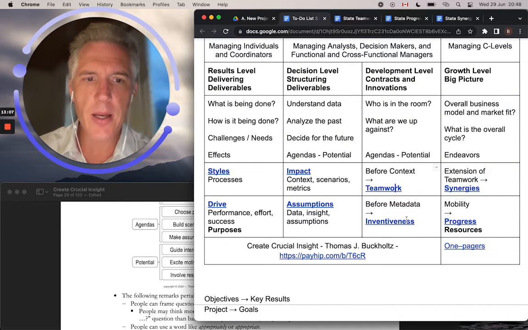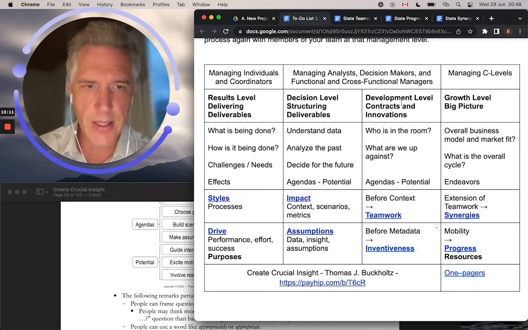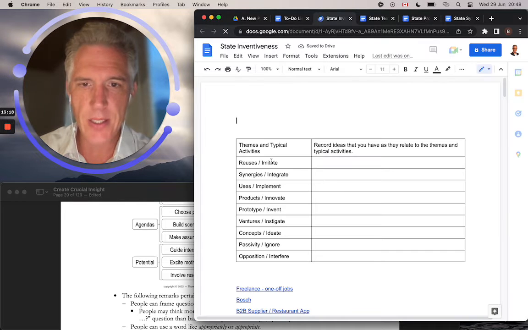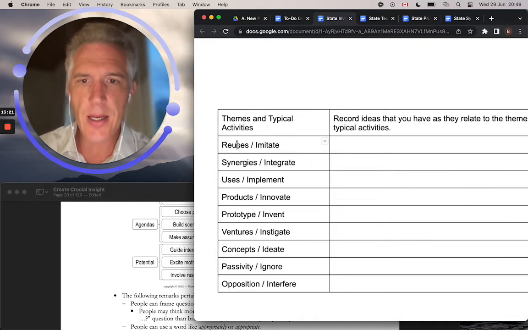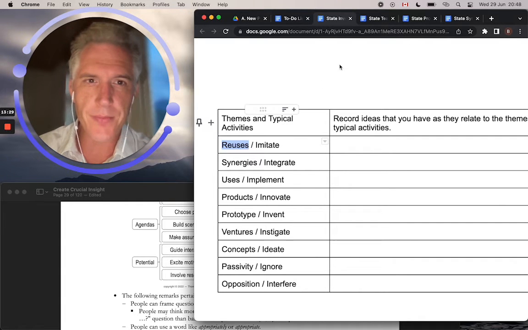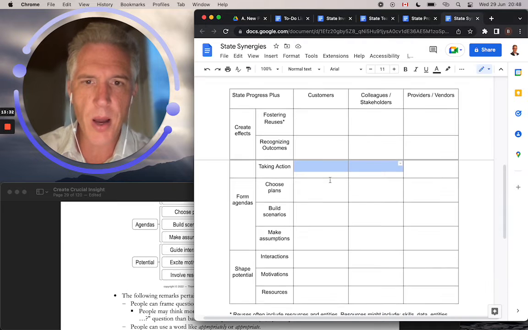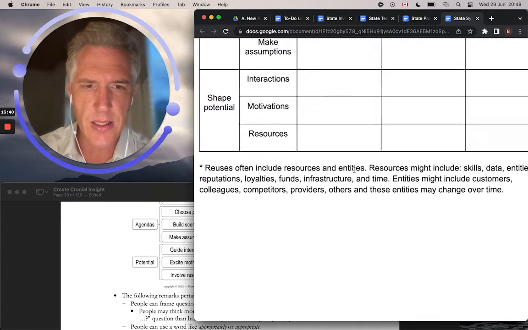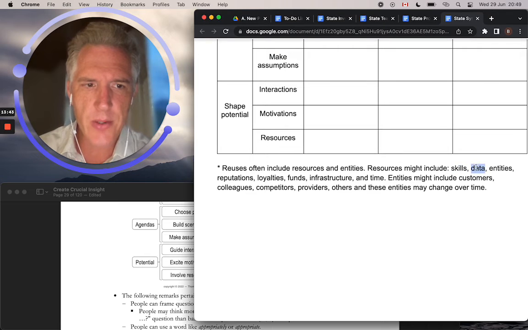All right, now at this point, the developmental level also needs to look at inventiveness. I'm not going to go through the whole of inventiveness, but let's just focus on a couple of ideas. Now, suddenly reuses gets a different meaning. In other areas, when we talked about reuses, in general, we were talking about reusing what? There's a little star here, and we go down here, and reuses often include resources and entities. Here we're talking about reusing skills, reusing data, reusing entities, reputations, loyalties, funds, infrastructure, and time. And entities that we can reuse include customers, colleagues, competitors, providers, others, and these entities may change over time.